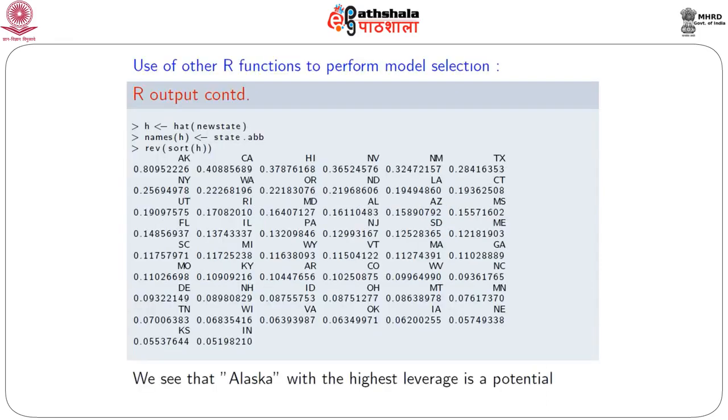So, we can also use R functions to perform model selection. We can also look at the leverages and see which row of data can be deleted, because outliers also affect the selection of variables. So, we use the rev sort H functions. By H, we denote the hat values of the new state data set, and we use the function rev sort on the hat values, and we see that Alaska has the highest leverage and is a potential outlier. So, we can remove that row of data and perform the previously discussed variable selection techniques.